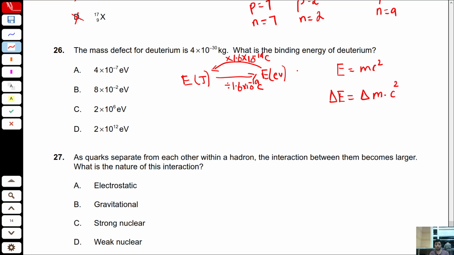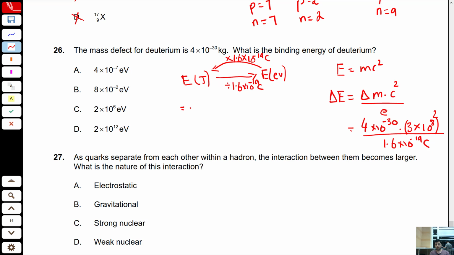Okay, so we want the result to be in electron volts. This will give us an answer in joules. To go from joules to electron volts, we have to divide by the charge of the electron. Call it E for now. We just plug in all the numbers. The mass defect is given to us, which is 4 times 10 to the power negative 30, times the square of the speed of light, which is 3 times 10 to the power of 8. Take the square, divide by E. E is the elementary charge, which is 1.6 times 10 to the power negative 19 coulomb. Let's solve it.